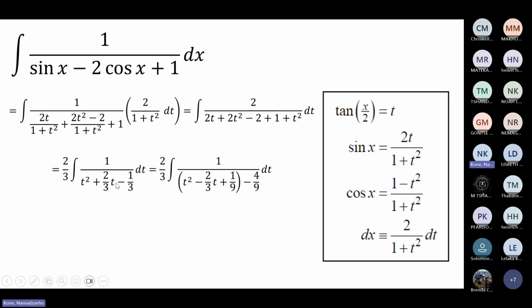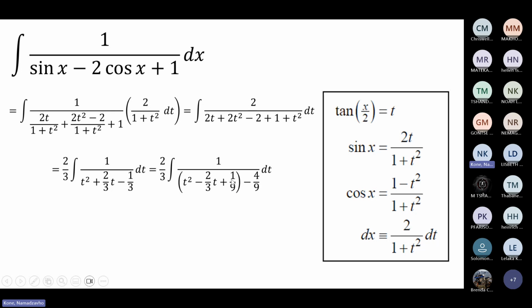And here, after factoring out the 3, we get that, which is now ready for the completing of square. Completing of square, we will group this together and leave this one alone outside. So to complete the square here, we must take half the coefficient of t. Well, half of 2 over 3 is 1 over 3. And 1 over 3 squared is 1 over 9, which is what you see here.